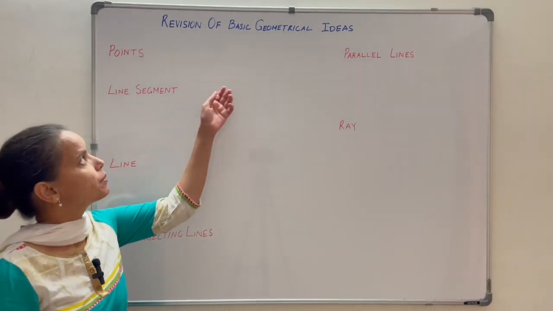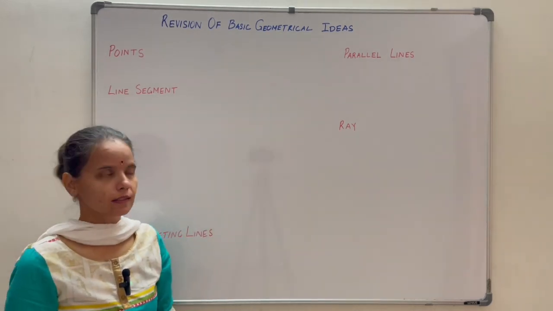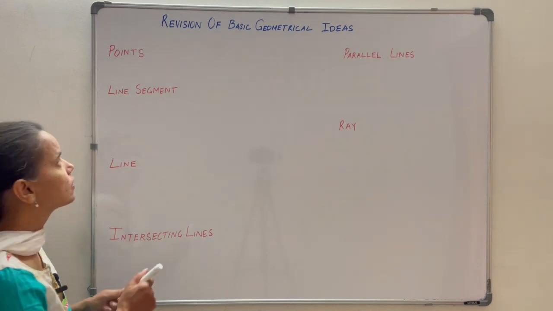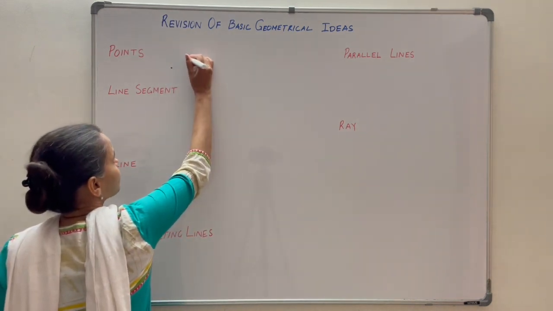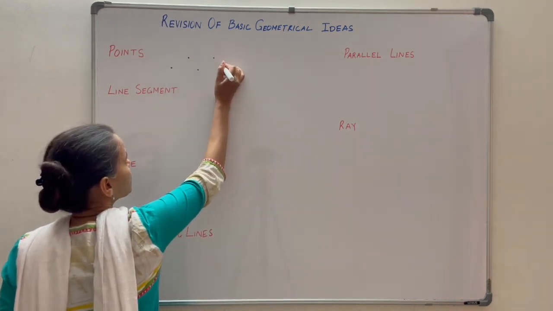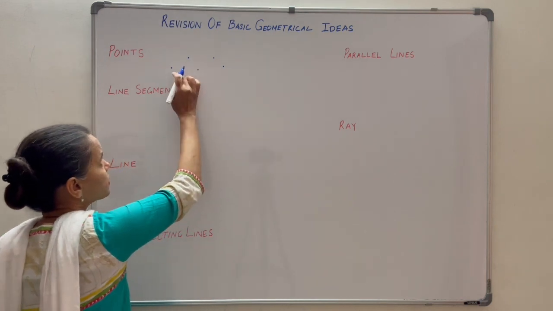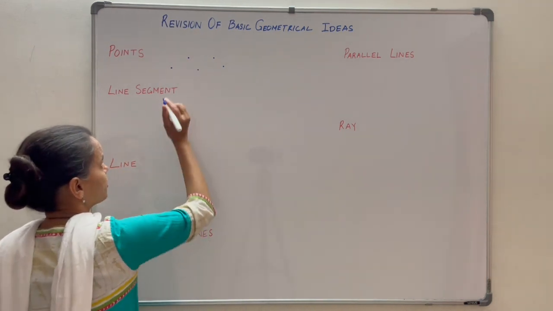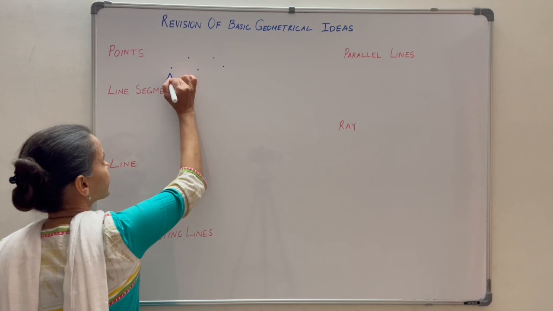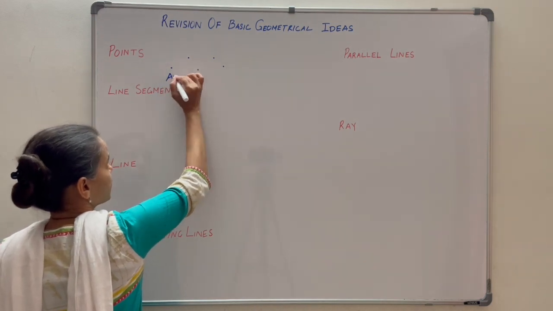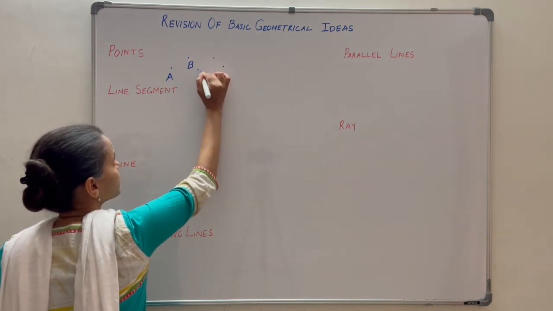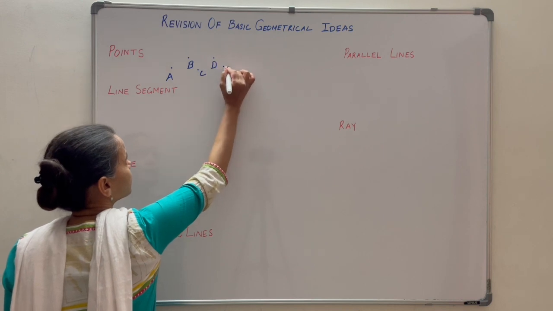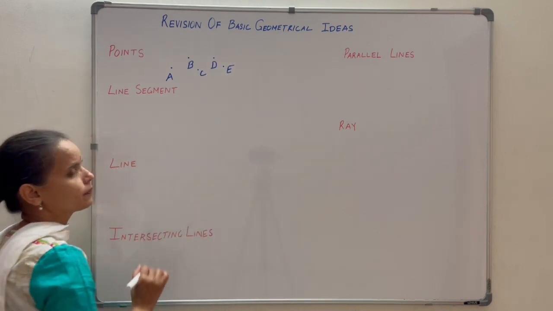Revision of basic geometrical ideas. Points. These dots are called points. A point determines a location. It is represented by capital letters like A, B, C, D and E.